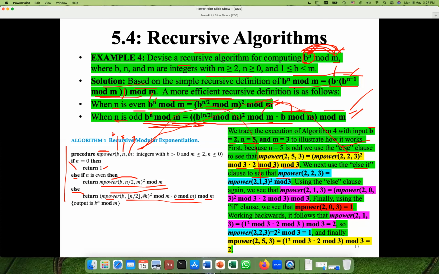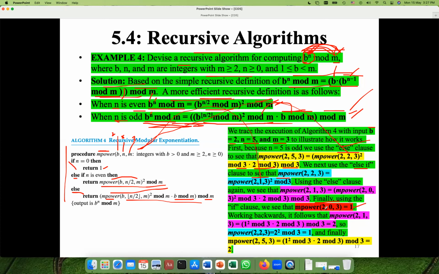This would be the call with all other values. That's why M power 203, you are seeing it here. You are calling it again with 203. So N is 0. When N is 0, return 1. So this 1 will be returned, and now you will have the actual calculation of your result.